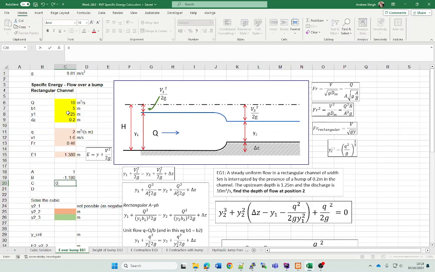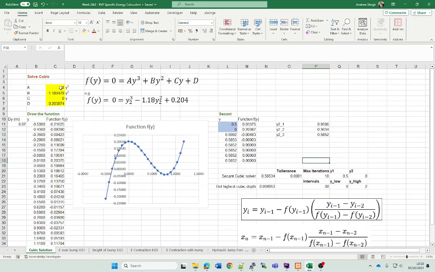C is equal to 0 always in these energy calculations, and D is equal to this Q squared over 2G. Q squared divided 2 divided by G, 0.203874. I'm not putting any units on here, not necessary. We can put these values into our function. Actually, these are the values in our function, so we actually know what the solutions are going to be.